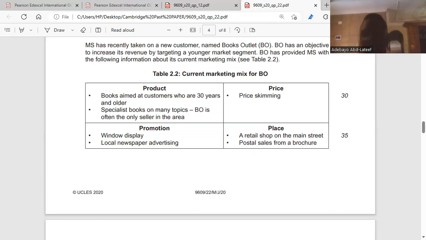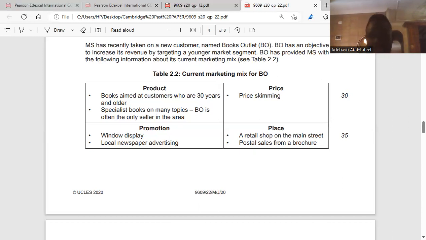So the last point is about promotion now. Window display, local newspaper advertising, they are fine. But younger customers would want online. So the current promotion is below the line promotion, which is fine, but it could use social media like the internet, like a Facebook account, because you have younger customers through those media. You can target them.